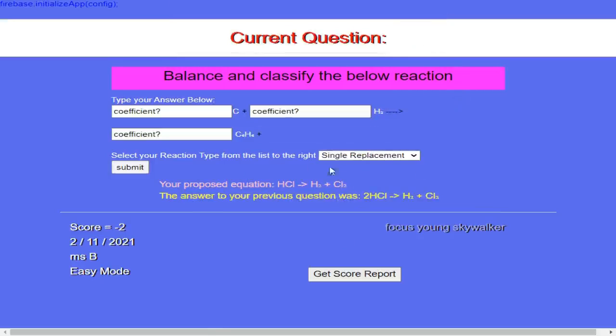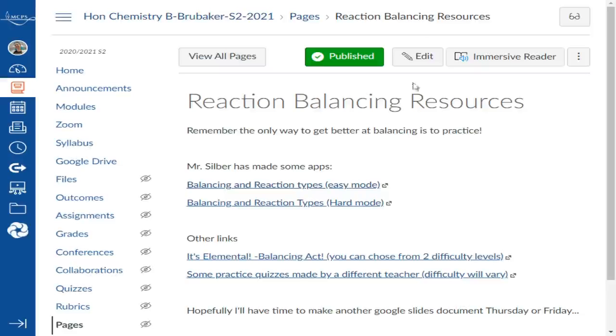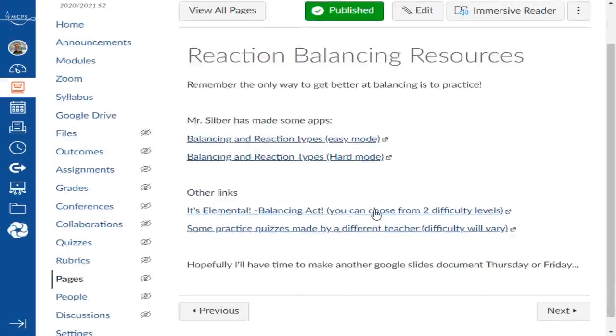So see, that's the answer I gave, which was a 1 coefficient for each thing. The correct answer was 2 and then 1 and 1. So there's an easy mode and a harder mode to practice. We have a balancing act website. It's a game. It'll quiz you on about 5 or 10 balancing problems, and you can choose different difficulty levels. You can work with easy ones or more challenging ones.